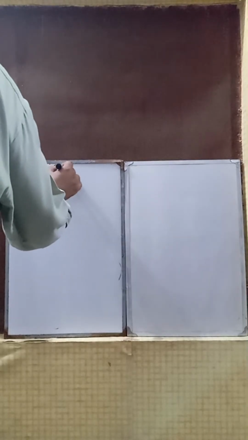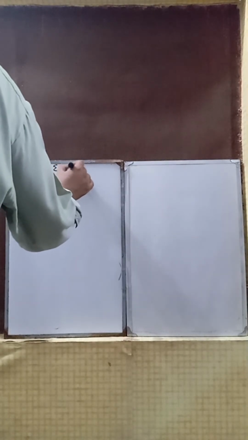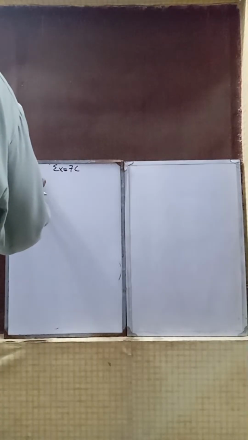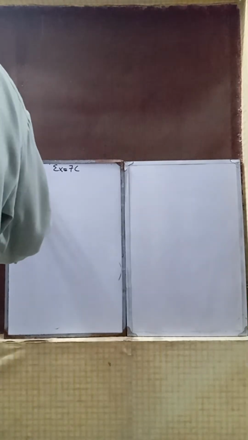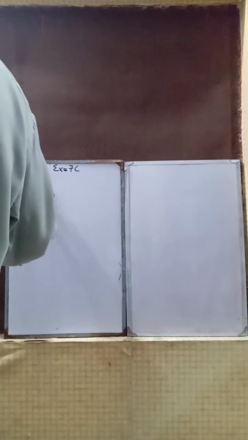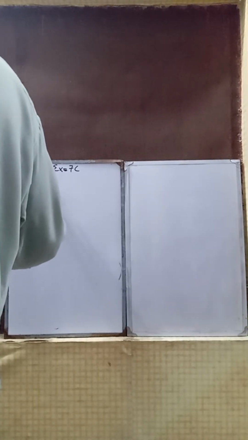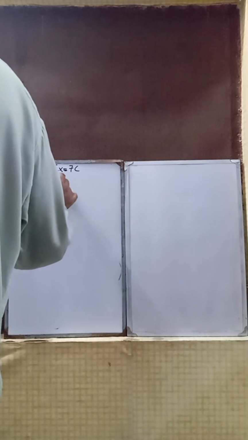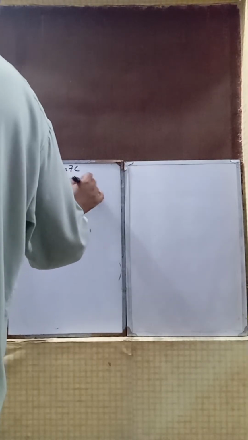So today the first question we are attempting is exercise 7C, question number 13. And this is the fourth episode on this exercise. There is a curve given. The y is equal to x into x minus 1 into x plus 2.